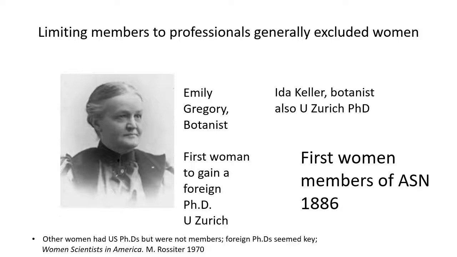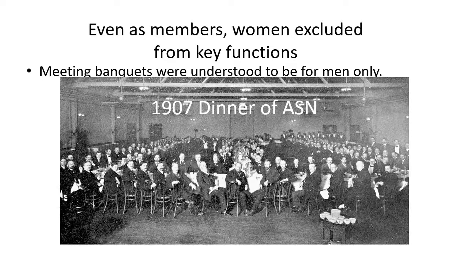Emily Gregory was a botanist, and she was the first woman to gain a foreign PhD in the US. So she got a PhD from the University of Zurich. And Ida Keller, shortly after her, followed in her footsteps exactly. And they were admitted as the first members of the ASN 3 years after it was founded. And I should just note that there were a number of other women with PhDs in the US at the time who were not members. So this foreign PhD gave them a certain panache.